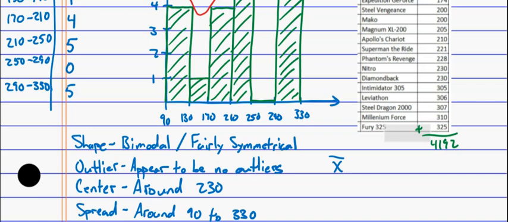So when we talk about the sum of this thing, all the data values add up to the 4,192, divided by the total number of data values this time. This time there are 20 data values in this set if we go and count them all up, so that's 20. And if I plug that into the calculator, I get somewhere around 209.6. So that's my mean.